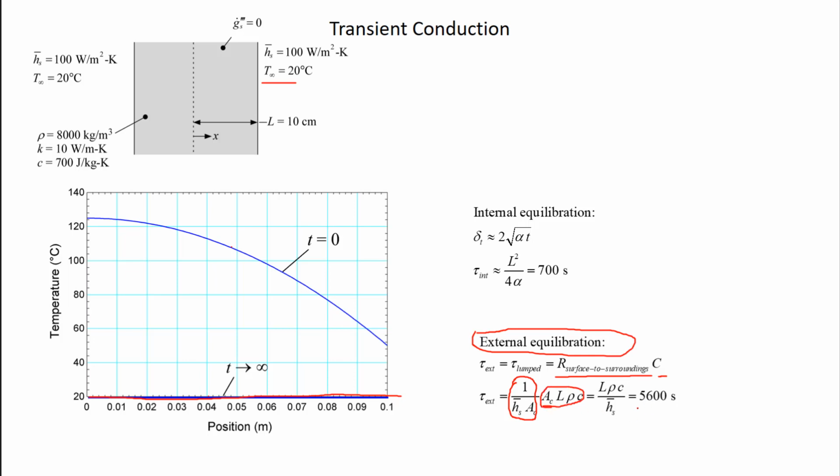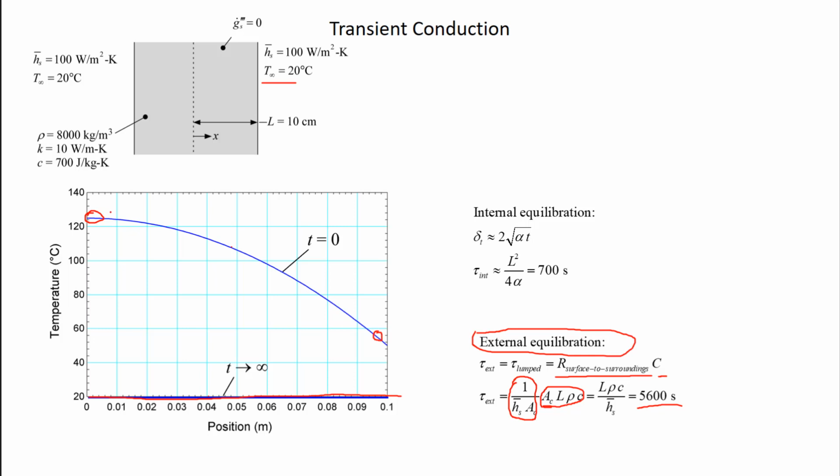I multiply those things together and I get 5,600 seconds. So that says it's going to take almost an hour for the material inside the current lead to come to equilibrium with its surroundings, right? The other thing that's happening though is kind of interesting, and that is that at time equals 0, I have all this material over here that's really hot, I have all this material over here that's really cold, so there's actually an internal equilibration process that has to occur, right?